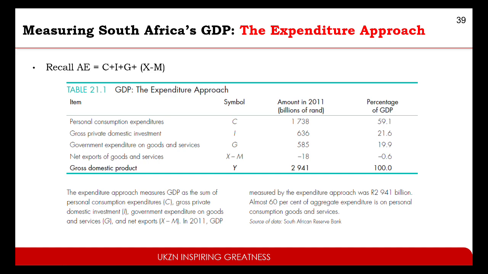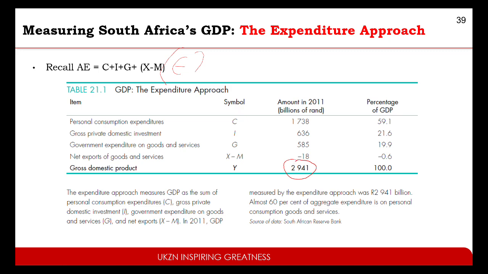But again, this method is what? The expenditure approach, right? Or everything on the right. So this is C, this is I, this is G, X minus M. And then obviously this is your answer. If you calculate all this, this is your answer, your GDP.